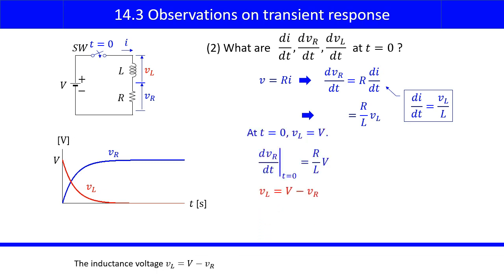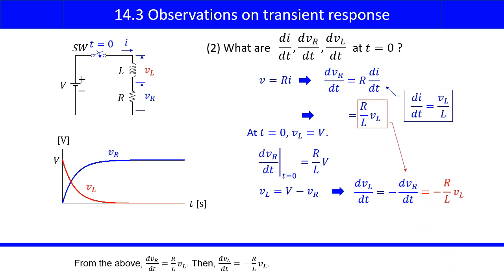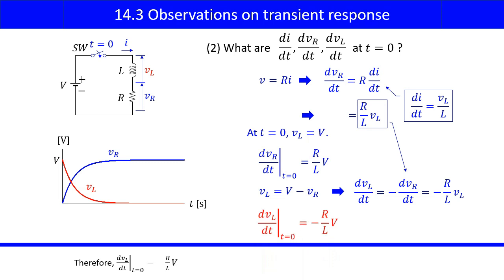The inductance voltage VL equals V minus VR. Then dVL dt equals negative dVR dt. From the above, dVR dt equals R over L times VL. Then dVL dt equals negative R over L times VL. Therefore, dVL dt at t equals 0 is negative R over L times V.